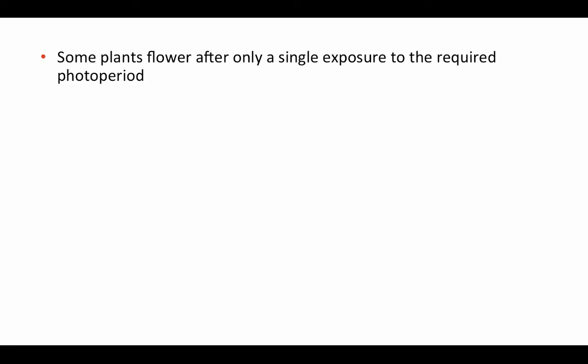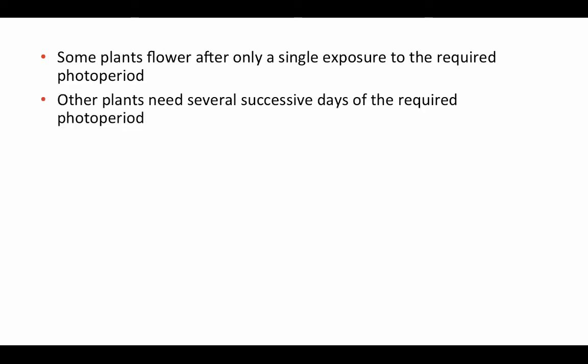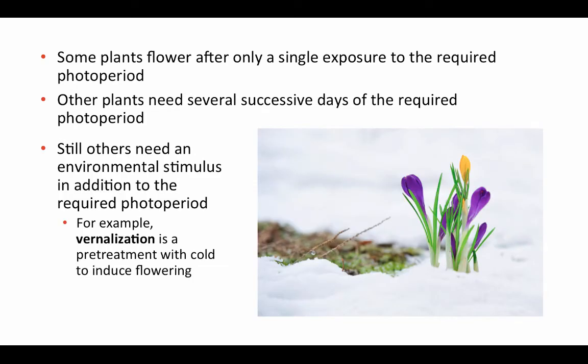Some plants are going to flower after only a single exposure to the required photoperiod, so it just takes 1 long night or 1 short night to induce flowering. Other plants need several successive days of the required photoperiod to make sure that the right season is really coming. And then still others need some other kind of stimulus to help them to detect exactly the right time to produce flowers.